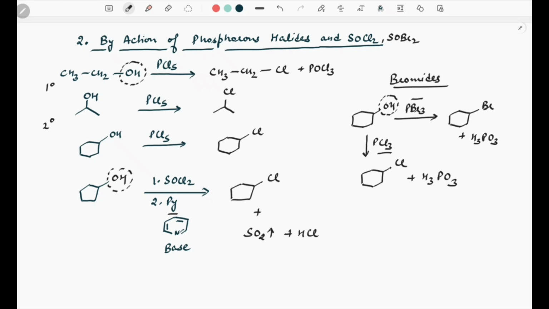So again, these are the two methods by which alkyl halides can be obtained from alcohols.